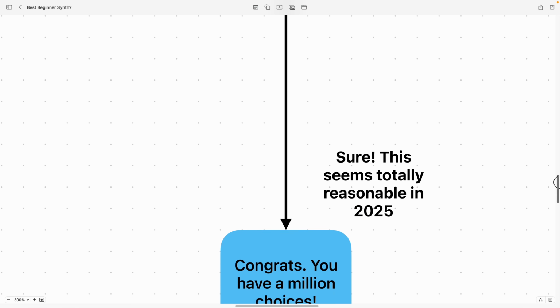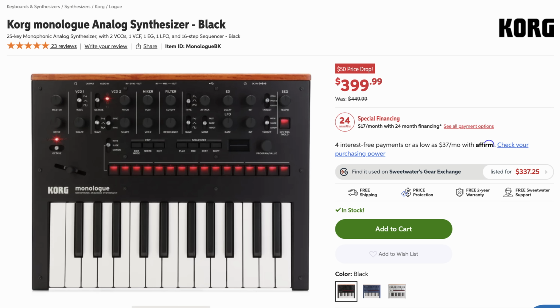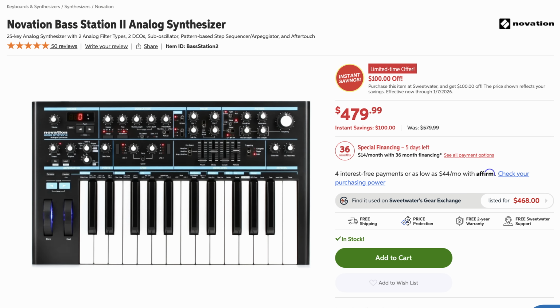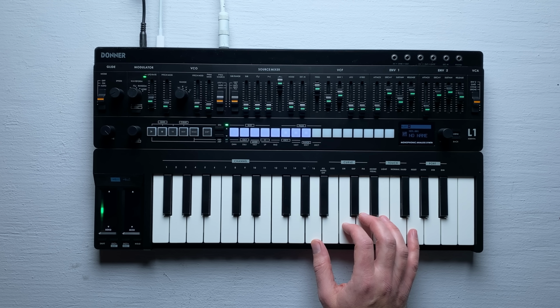So anyway, if you decide that you want to embrace that limitation, well, the good news is that there are many, many options to choose from. There's the Arturia Microbrute, the Korg Minilogue, the Novation Bass Station 2, and then there's a whole bunch of clones of legendary hardware, things like the Donner L1, which is a fantastic clone of the Roland SH-101. They all sound great. I don't think you can go wrong with any of them.